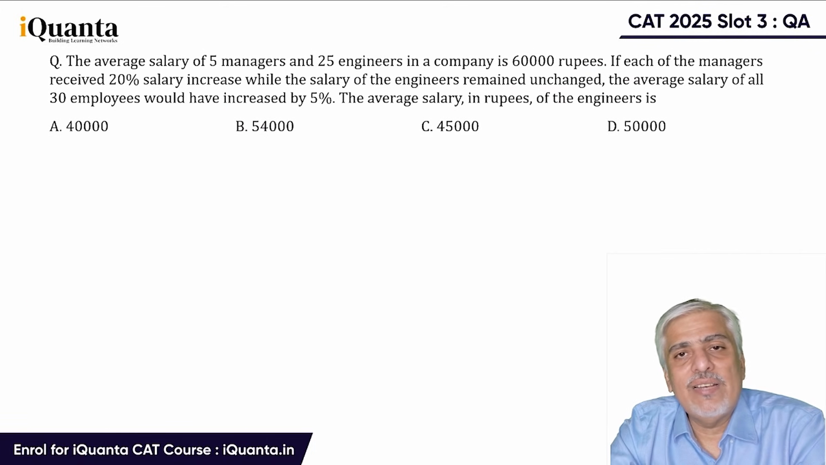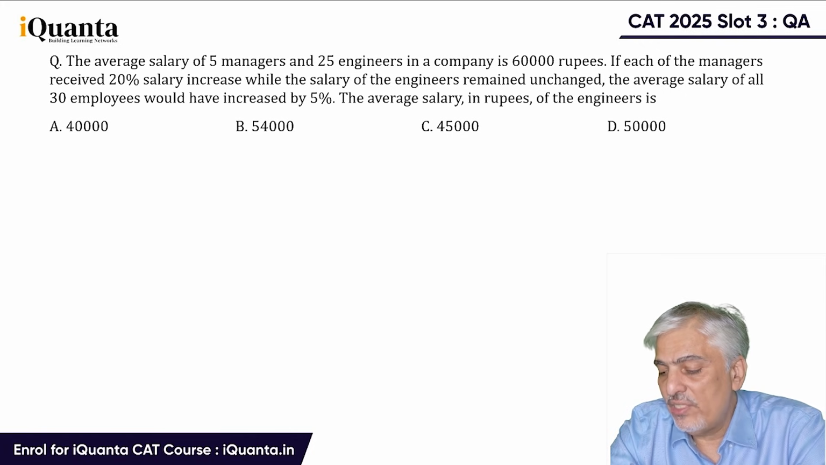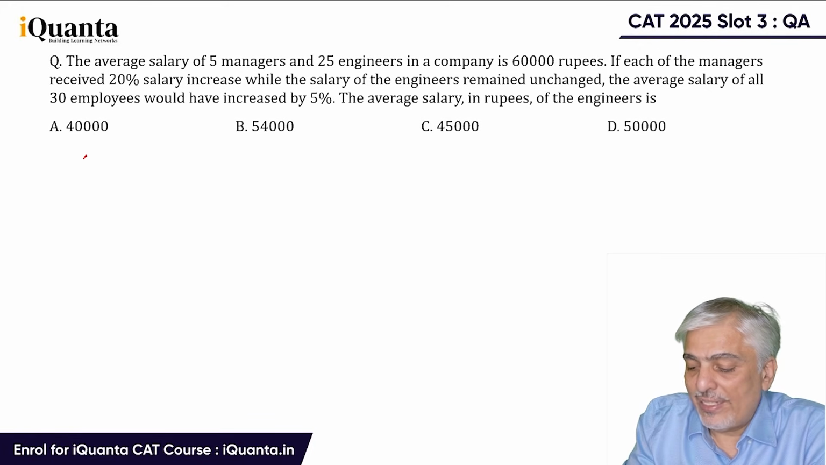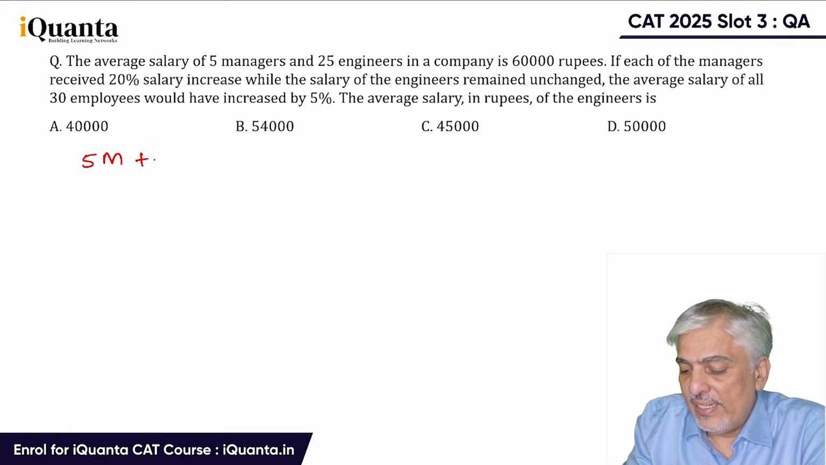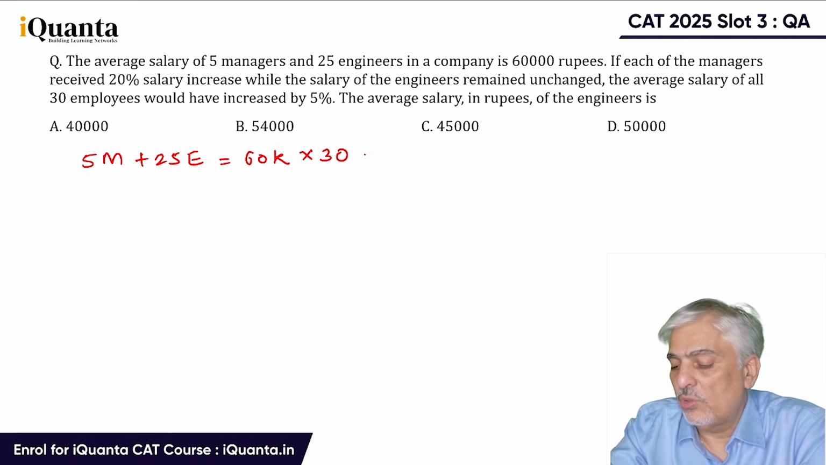Let's have a look at the next question. Standard linear equation question. Nothing very difficult, very straightforward question. Average salary of 5 managers and 25 engineers is 60,000 rupees. So if I say let the manager be M rupees salary, engineer be E rupees salary. So their salary was 60,000. I'm going to keep it as 1000 as K only, into 30 people. So this was the total salary.